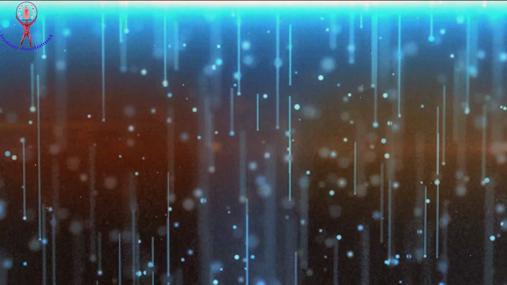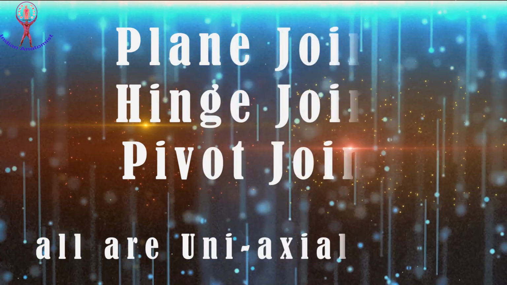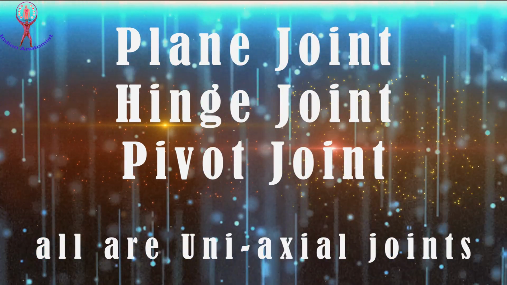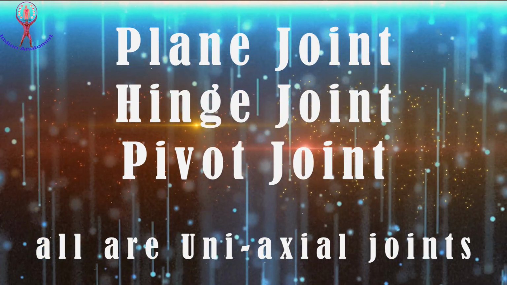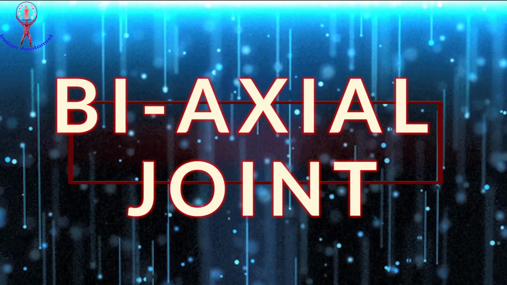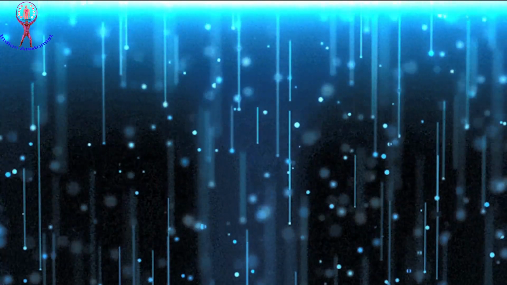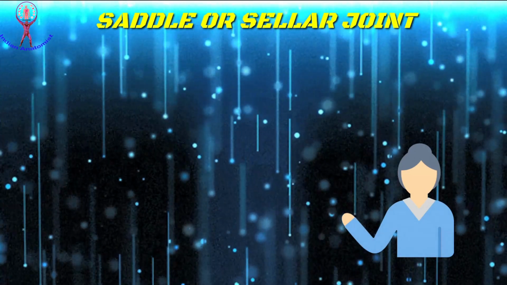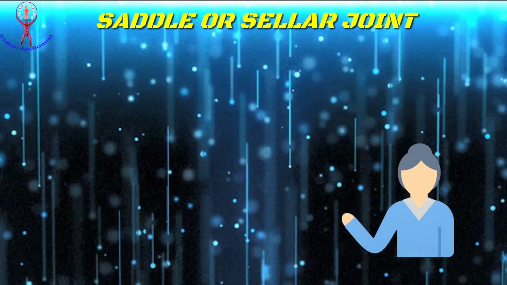My dear medicos, the last 3 types of synovial joints we talked about are uniaxial joints, which means that they only move in one direction at a time. Now, I am going to discuss the biaxial joints. Now, saddle or sellar joint. Why are joints considered as saddle joint?